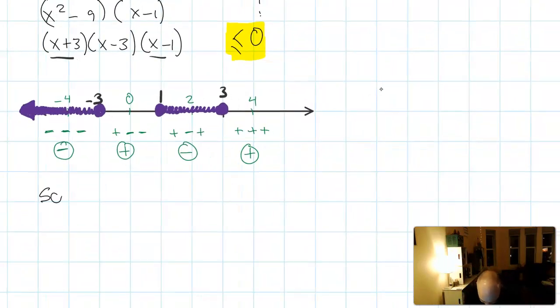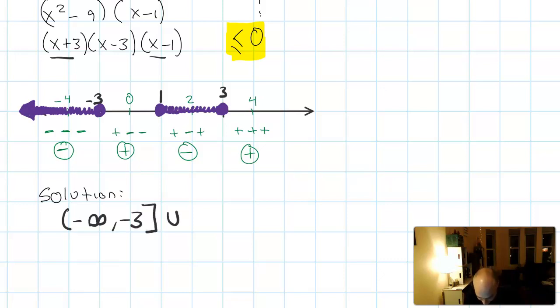So the solution set would write as negative infinity up to negative 3 with a bracket, union, bracket, 1 up to 3 with a bracket. And those brackets are all because we had closed circles there.